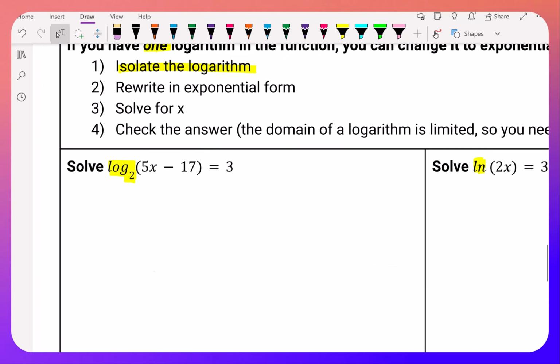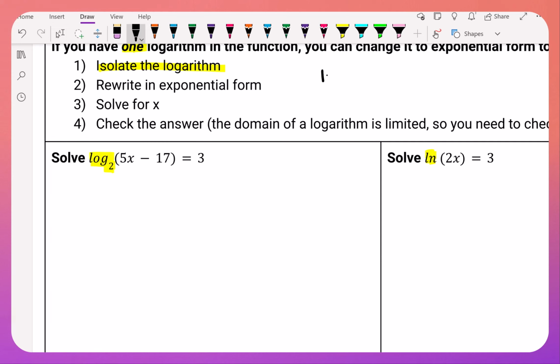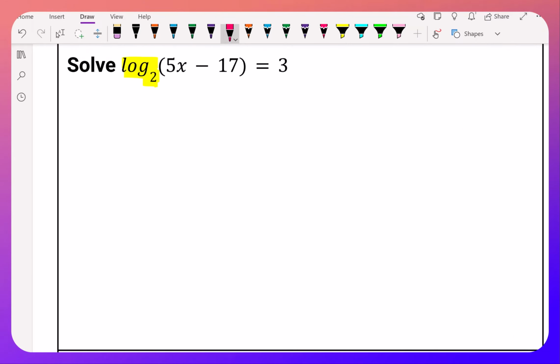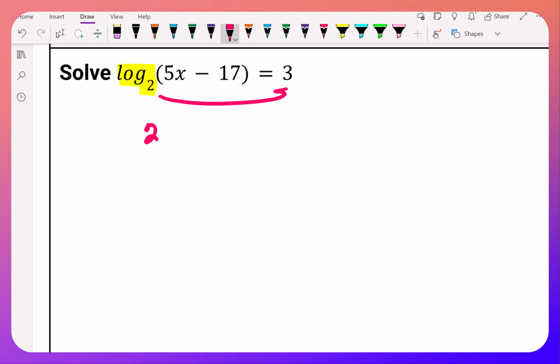So if everything is already isolated, you're going to go ahead and rewrite this in exponential form. If you don't remember how to rewrite it in exponential form, let me show you how to do that. You look at the base, and this base is x. You are going to write x to the power of a equal y. So x to the power of a is equal to y. And we're going to do that right here. So we have base 2 right here to the power of 3. That will be equal to 5x minus 17.